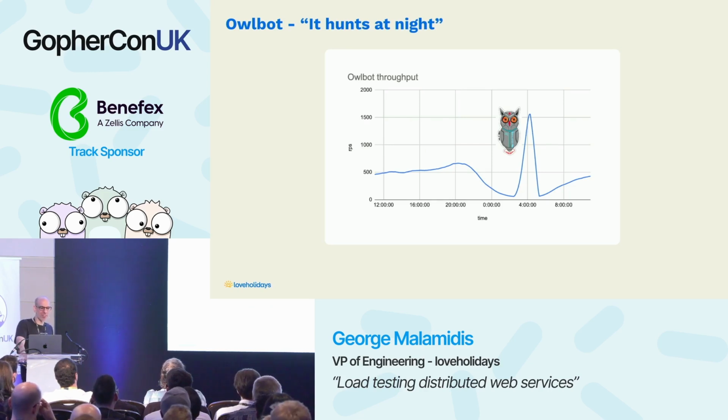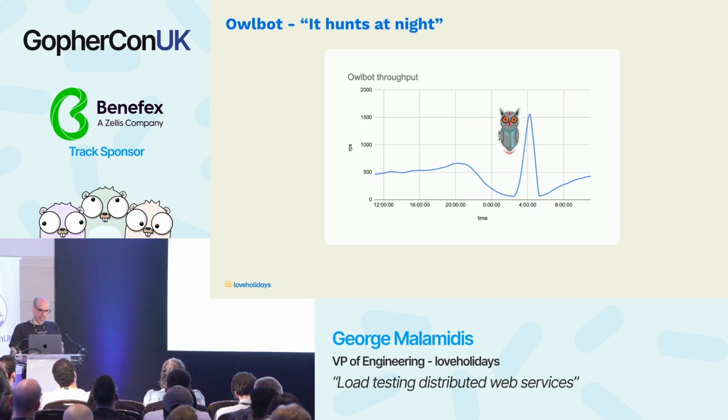We call it Albot because it hunts at night. Us selling holidays in Europe means that our systems tend to be quiet at night, which gives us a convenient opportunity to actually test against production, which is quite fun. It can be a little bit stressful when you first start, similar to doing chaos engineering, but then the level of confidence you get out of that is pretty high because you know exactly, you're testing the actual system that you're trying to understand the performance of.